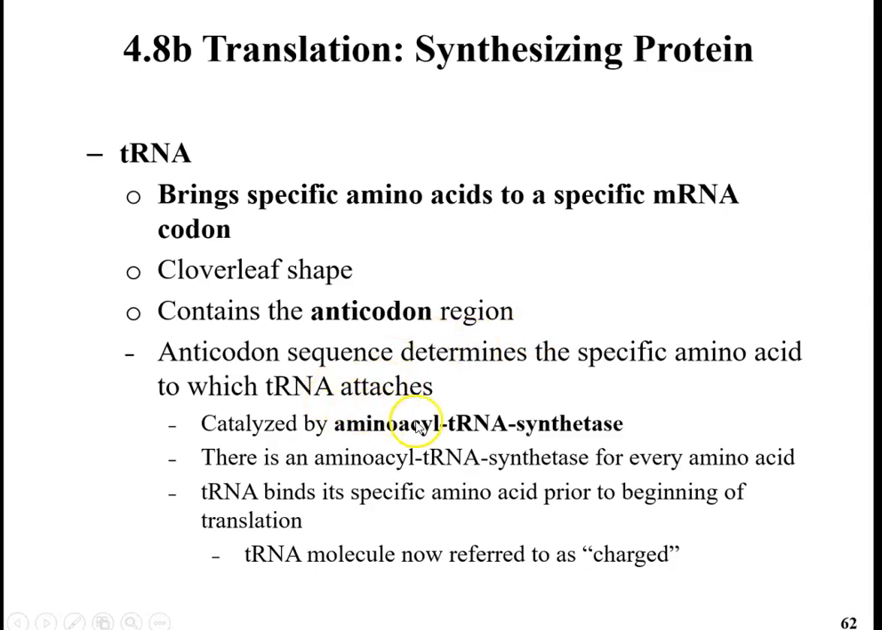This is catalyzed by aminoacyl tRNA synthetase. You probably don't need to know this off the top of your head. But know that every amino acid has its specific enzyme, right? This is an enzyme that essentially helps attach its specific amino acid to it. And tRNA binds its specific amino acid prior to beginning of translation. So these guys are kind of out there already in the cytosol with these amino acids attached to them. And when it has an amino acid attached to tRNA, the tRNA is now called charged.